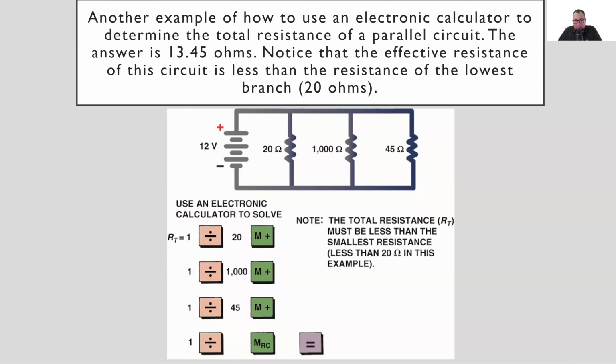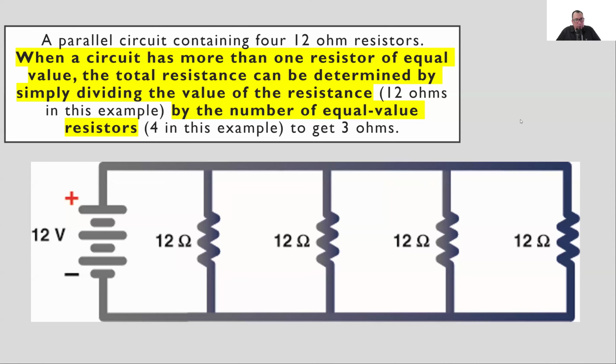And same thing here. Again, if you would like, you can pause the video and look at this example and figure out how they're using the calculator to find the answers. Okay, one last thing before we get into some equations here. There is one trick to find the total resistance when we have all resistors that are the same. This only works if all resistors are the same in the parallel circuit.